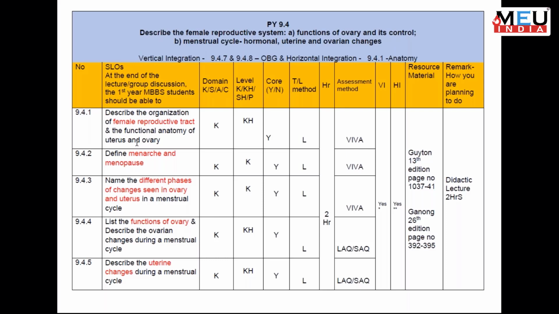Second SLO, define menarche and menopause. Third SLO, name the different phases of changes seen in the ovary and uterus in the menstrual cycle. Next one is list the functions of ovary and describe the ovarian changes during the menstrual cycle. Describe uterine changes during the menstrual cycle.